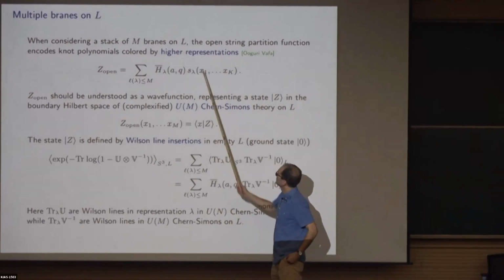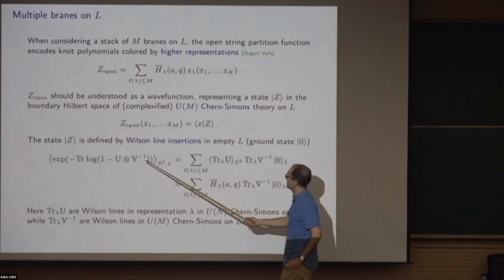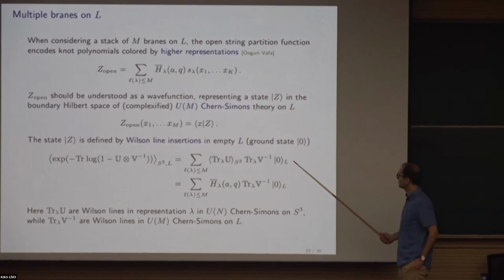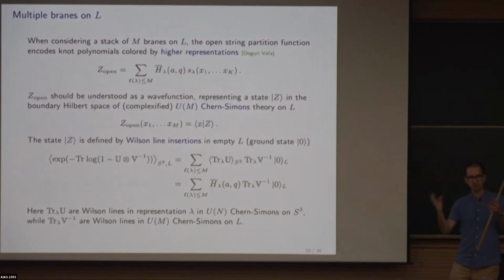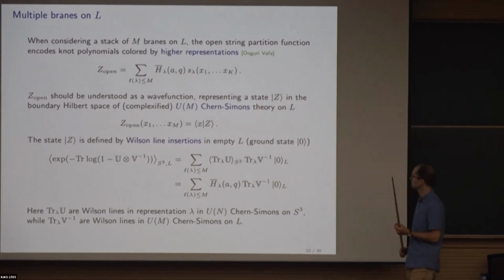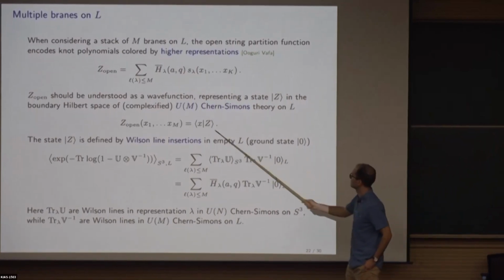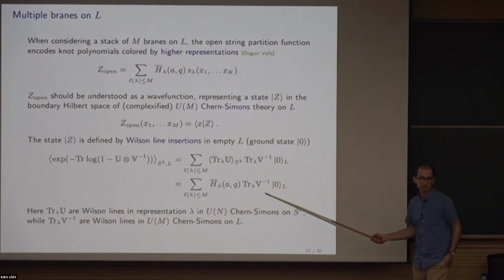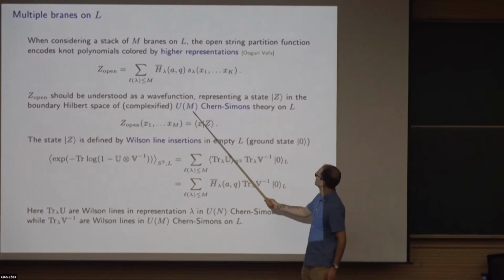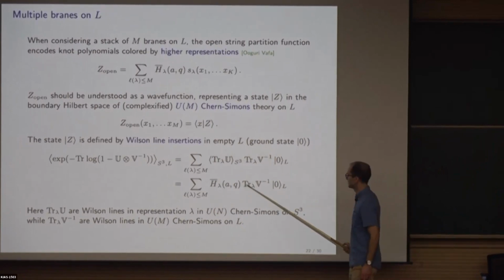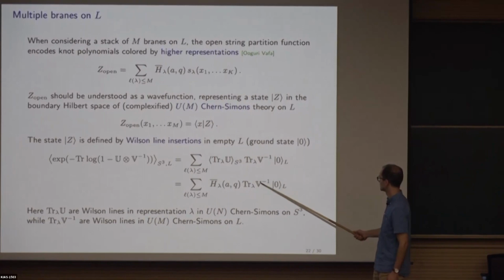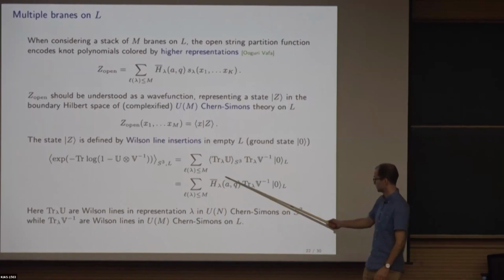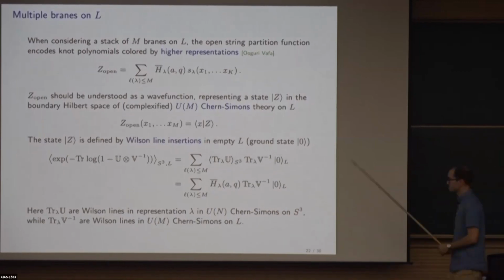The Gukov-Vafa setup tells you that you can think of this state as starting from the empty brane. You take the solid torus with U(M) Chern-Simons and no Wilson lines. Then you can create the state Z by acting with some operators, trace of lambda of V inverse. These are just Wilson line operators. V would be the holonomy operator in the U(M) Chern-Simons theory, and it creates states with a Wilson line inserted in representation lambda going around the meridian. The coefficients would be these knot invariants. It's just a way of thinking about the partition function.